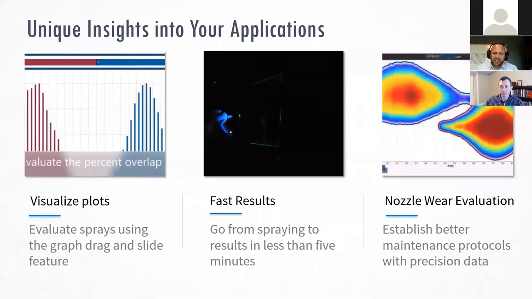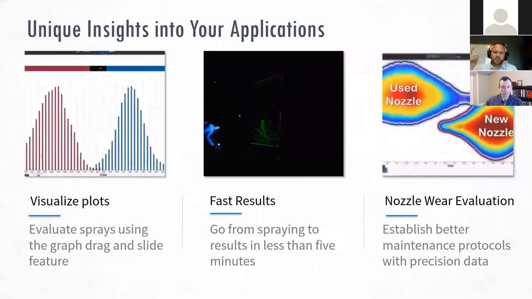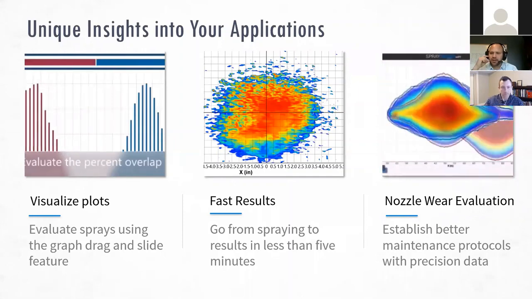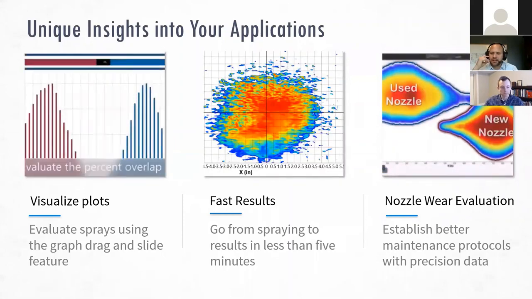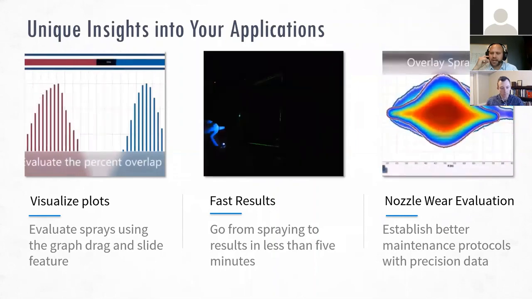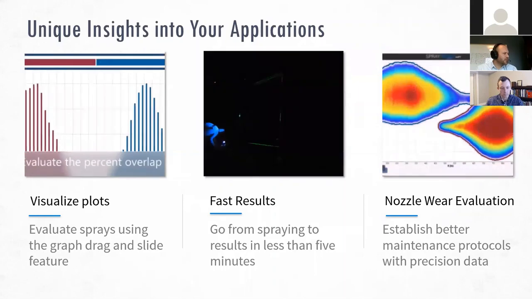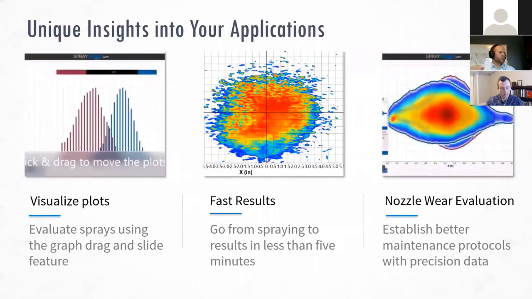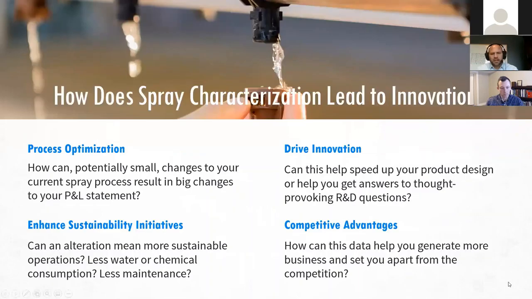And on the center line here, I just love this application to see the distribution for just a particular hand sprayer. It's a very unique insight that in the past was not able to be gleaned. And then on the next slide, we're really getting into why all of this matters and how spray characterization leads to that innovation.